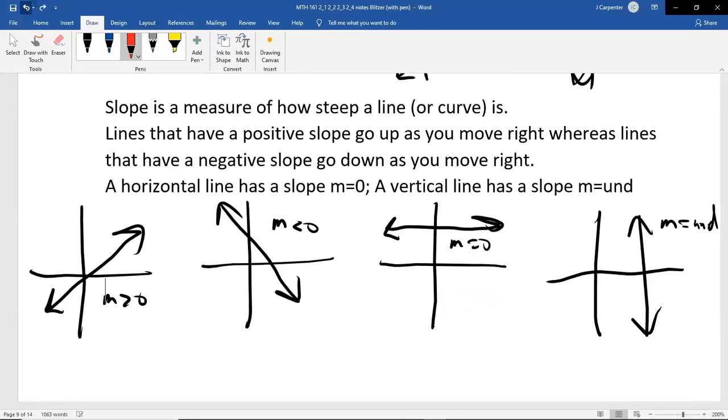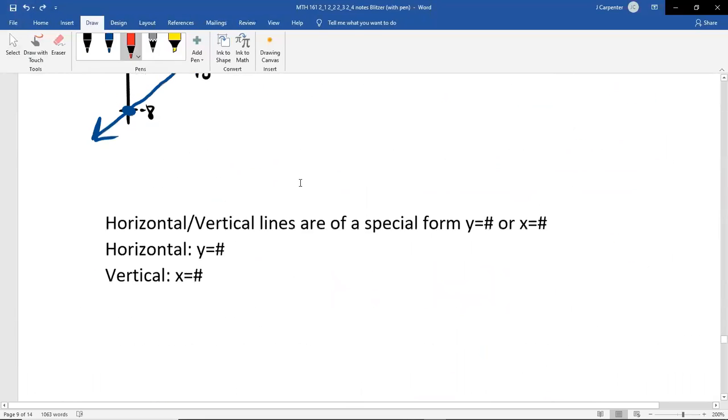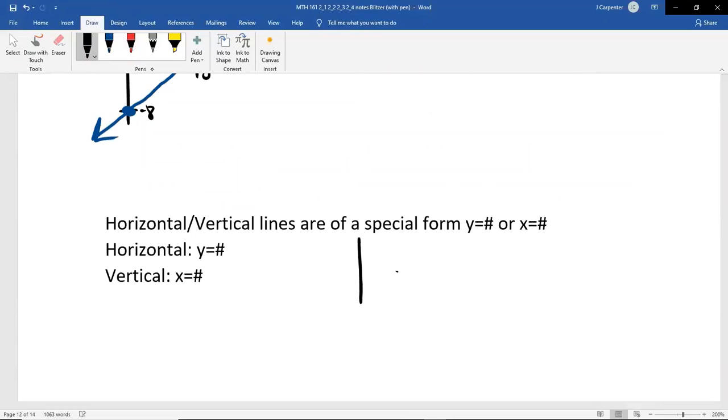I just don't want that displayed yet for my permanent notes. So horizontal, I'll just redraw them up here. Horizontal lines look like this. That would be y equals a number. Vertical lines look like this, and that would be x equals a number.